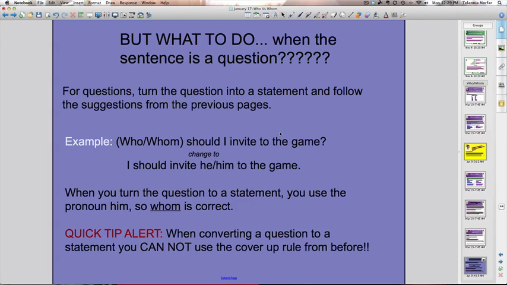This is when our notes are very helpful. But a quick tip alert. When converting a question to a statement, you cannot use the green cover-up rule. Only changing it and looking at the pronoun will help us pick which form we should use.